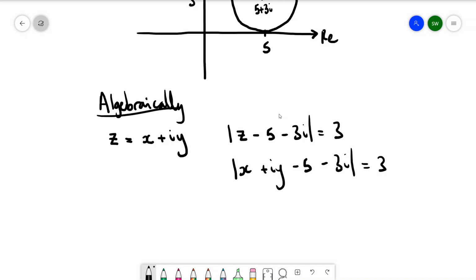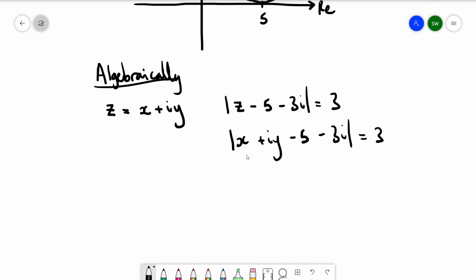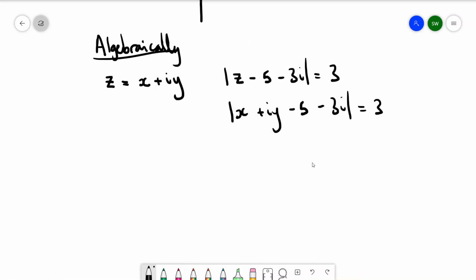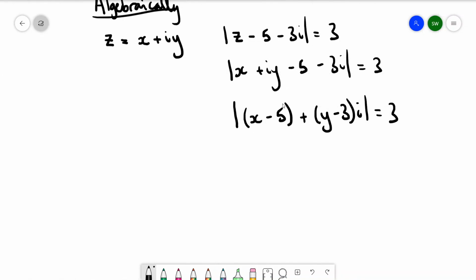So basically what we're saying is we want to find all the coordinates (x, y) that satisfy this condition here. We're always going to do the same thing when we're doing it algebraically. We're going to collect together the real parts inside the modulus symbol. So we've got x minus 5 is the real part of this complex number. And we're going to collect together the imaginary parts, taking i outside of a bracket, so we've got (y minus 3)i. So actually what we're saying is we've got this complex number with real part x minus 5 and imaginary part y minus 3, and the modulus of that complex number is equal to 3.